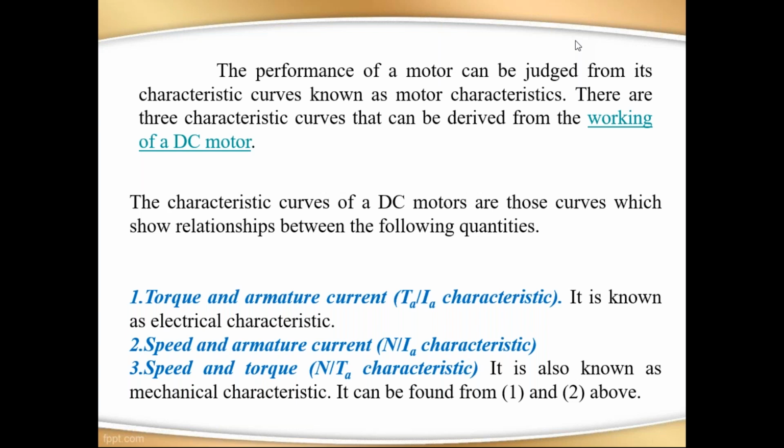So we will discuss it later. Now these are the three characteristics we need to find, to know how a particular DC motor performs. So it is DC shunt, DC series or DC compound.